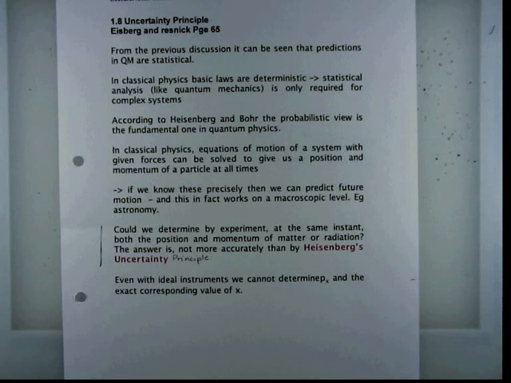In classical physics, all of your laws are deterministic. We say the particle is here and it's accelerating at such and such an amount, and therefore at time 2 it's going to have a velocity of such and such, and it will be in position such and such. We can't say that anymore. We can say that with large bodies, in astronomy and tennis balls and all that sort of thing, but we can't really do that on the microscopic level.